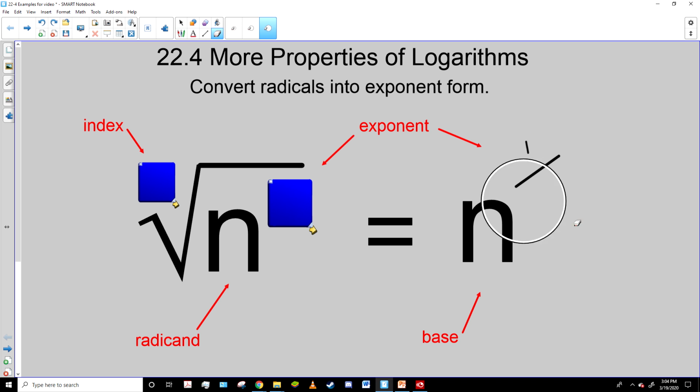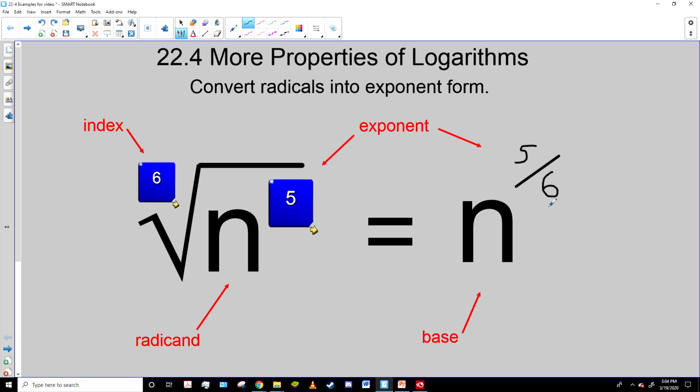Now let's change that up a little bit. Let's do some randomizing. I'm going to let this dice cube here roll, and it says 6 and a 5. So the index is 6, and that's going to be the denominator. Index goes on the bottom, and then the 5, the exponent, goes on the top. And so the 6th root of n to the 5th is n to the power of 5/6.